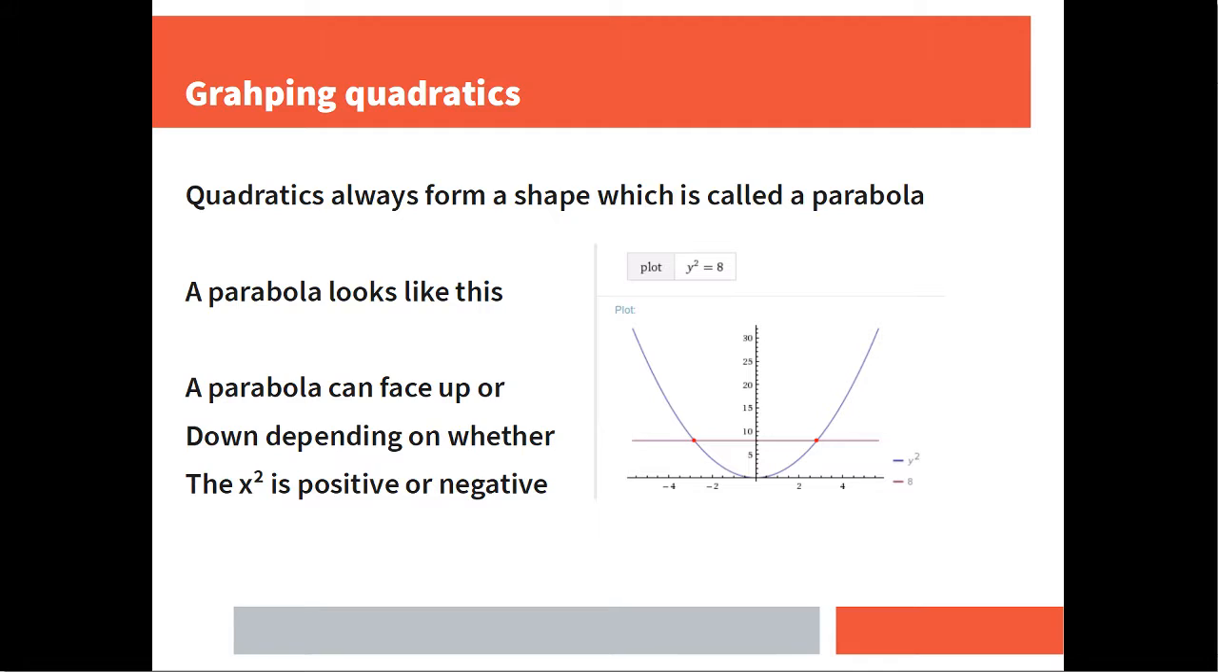Now, when you graph quadratics, you get the same shape every time. The shape that is created is called a parabola. A parabola looks like this. A parabola can face either up or down depending on whether the quadratic is positive or negative.